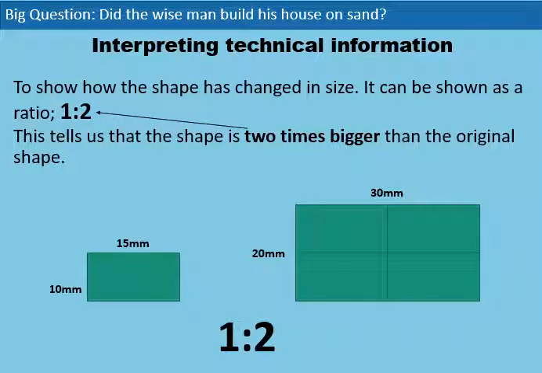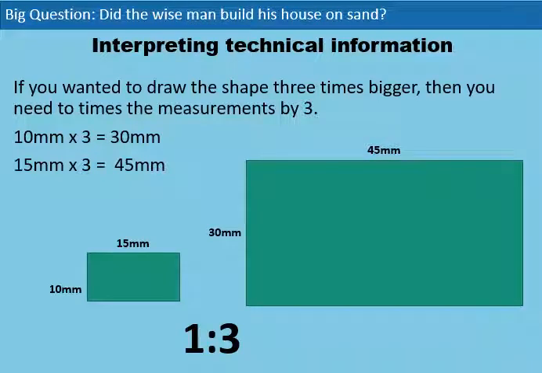On plans, you'll often see a ratio hidden in the corner, and this is why. To show how a shape has been changed in size, it can be shown as a ratio, for example, 1 to 2. This ratio tells us that the shape is 2 times bigger than the original shape. It's the exact same example as before. The ratio represents that the smaller rectangle, that's 10 by 15 millimeters, and the bigger rectangle, that's 20 by 30 millimeters, is 2 times bigger. That's why it's shown as the ratio 1 to 2.